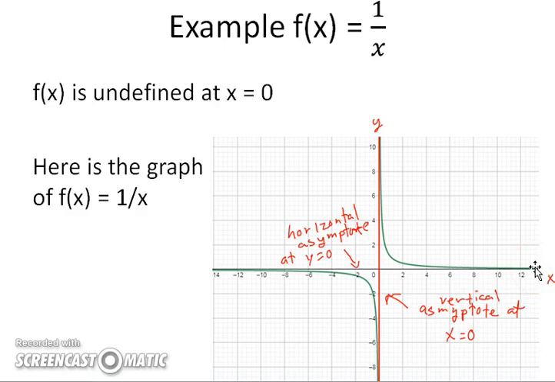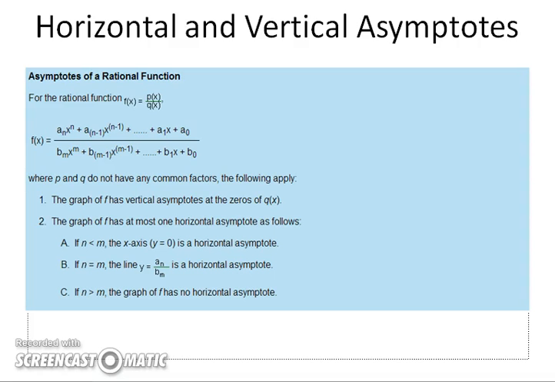One of the things you want to be able to do is determine where the vertical asymptotes are going to be located and where the horizontal asymptotes are going to be located. All right, and we have a rule for that.